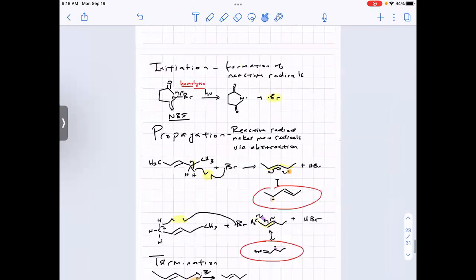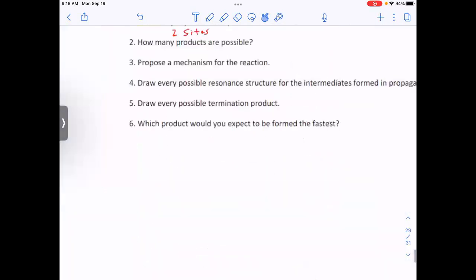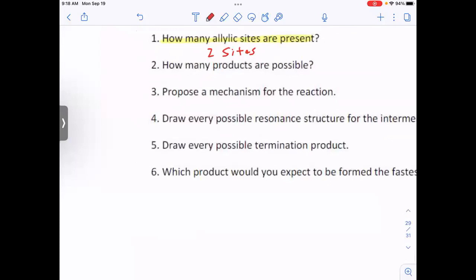All right, so we're going to say 4 possible, right? How do we get to those four products? I know it's Monday, but help me out. How do we get to those four products?